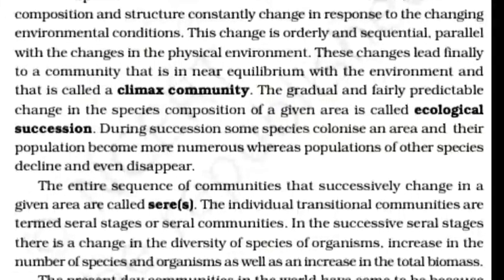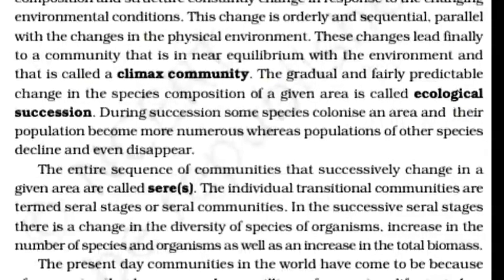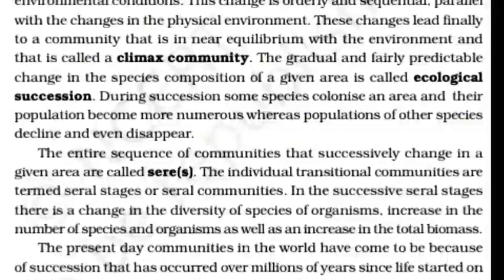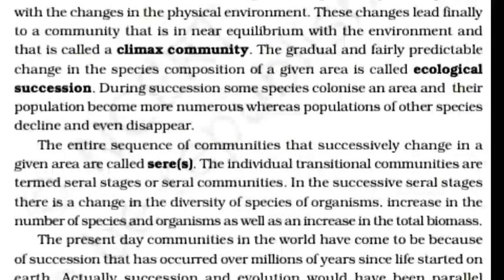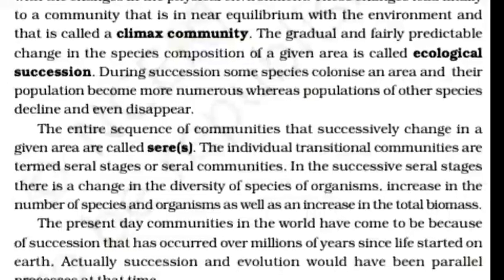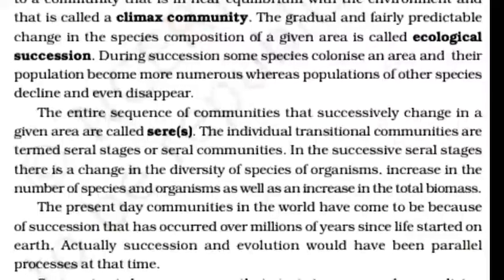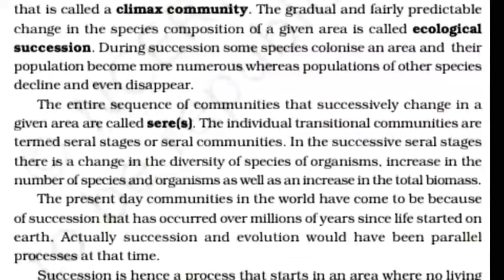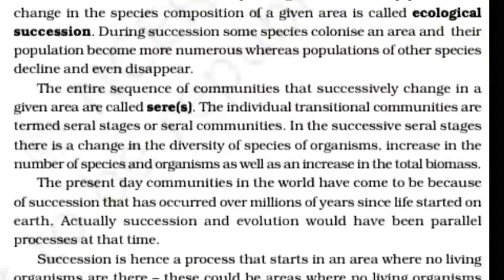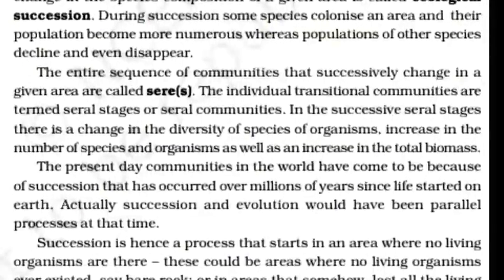During succession, some species colonize an area and their populations become more numerous, whereas populations of other species decline and even disappear. The entire sequence of communities that successively change in a given area is called a sere. The individual transitional communities are termed seral stages or seral communities. In the successive seral stages, there is a change in the diversity of species or organisms, an increase in the number of species and organisms, as well as an increase in the total biomass.